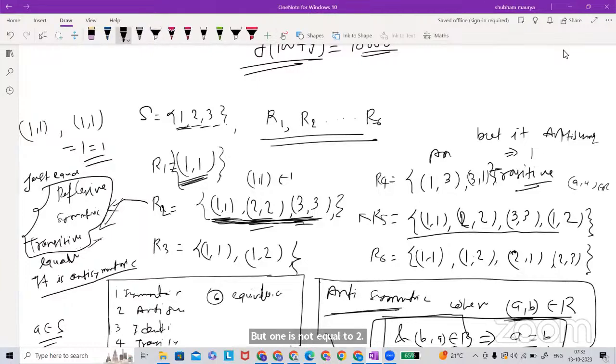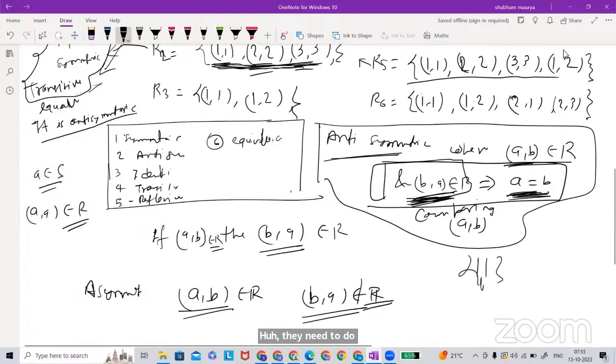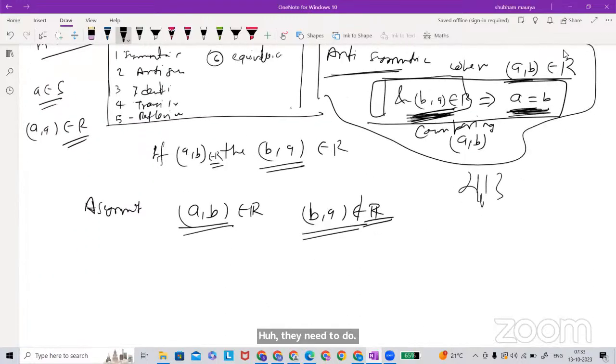Symmetric means that if (a, b) is there, then (b, a) should be there. Asymmetric is the exact opposite of symmetric. Antisymmetric is a weaker condition. It allows reflexive elements, but asymmetric does not.